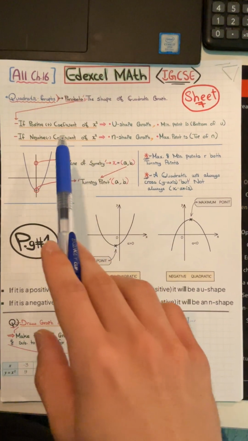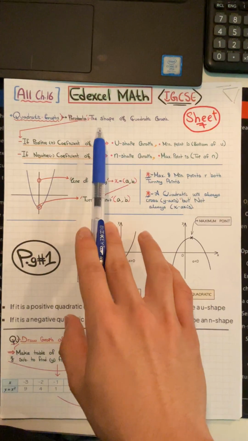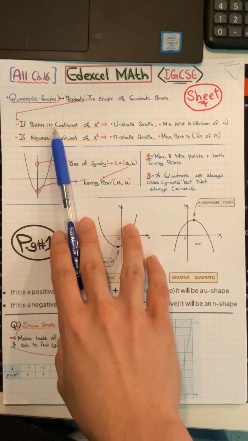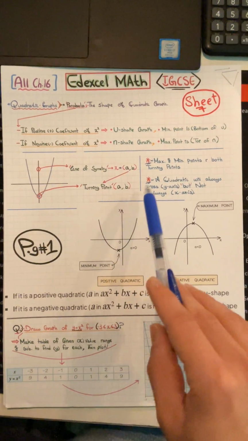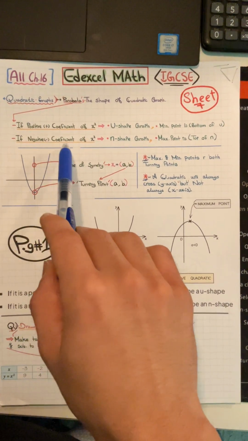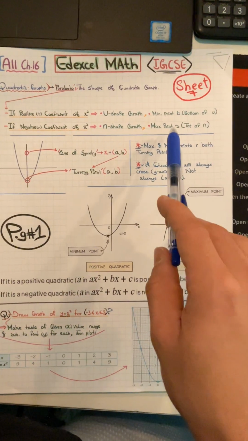Now, in the equation ax squared plus bx plus c, which we are going to take as the quadratic formula, if it has a positive coefficient of x squared, then it is a u-shaped graph where the minimum point is the bottom of the u. If it is a negative coefficient of x squared, it is an n-shaped graph where the maximum point is the top of the n.